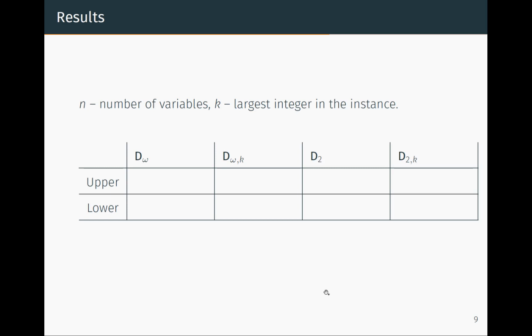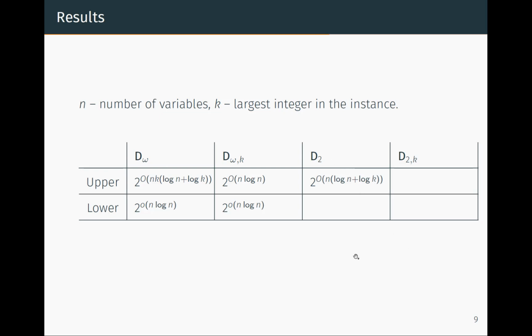Suppose that we are given an instance of DTP, where n is the number of variables in it and k is the largest integer in the instance. Then for D omega k, we have an algorithm that runs in 2 to the power of big O of n (k log n plus log k) time, and a lower bound saying that no algorithm can solve this problem in 2 to the little o of n log n unless the ETH fails. So this upper bound and lower bound are essentially tight if we fix k. The same algorithm works for D omega, and the same lower bound is tight here as well.